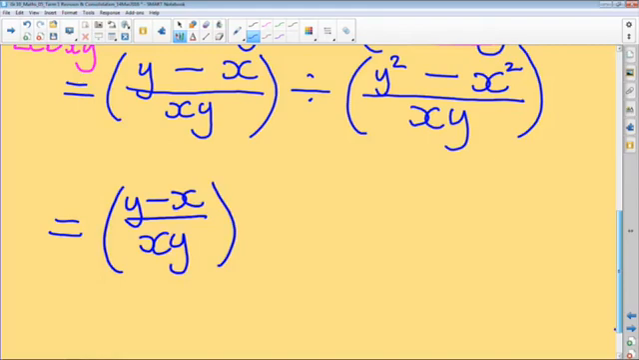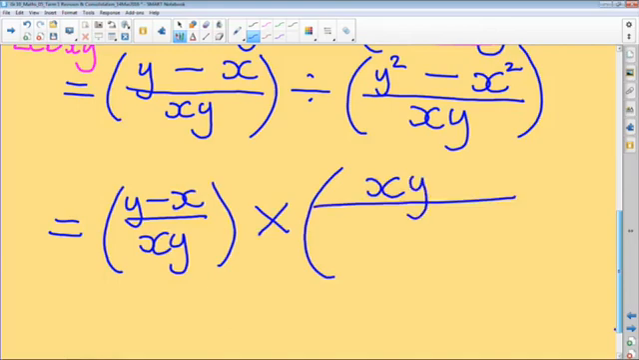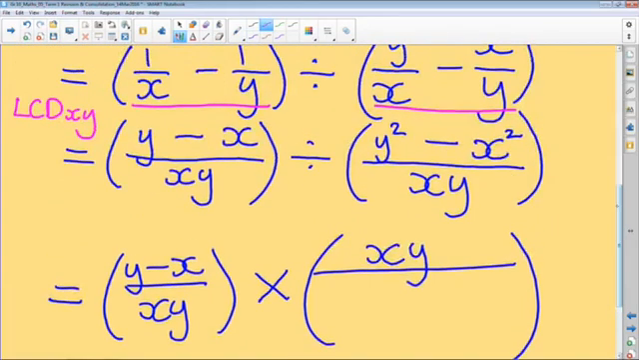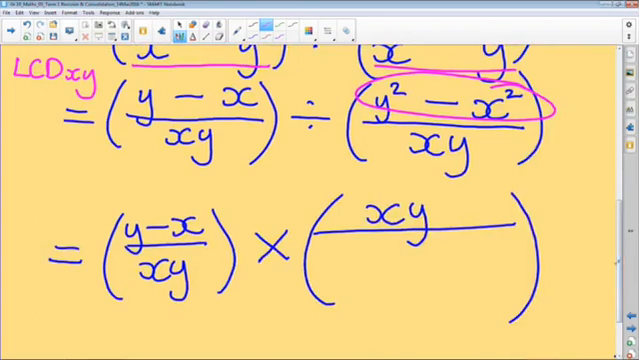And the other fraction changes to xy over, oh, I want to pause over here, because look over here. What do I have? I have a difference of two squares. So let's do the difference of two squares. It's going to be y minus x and, oh, not x, y plus x.